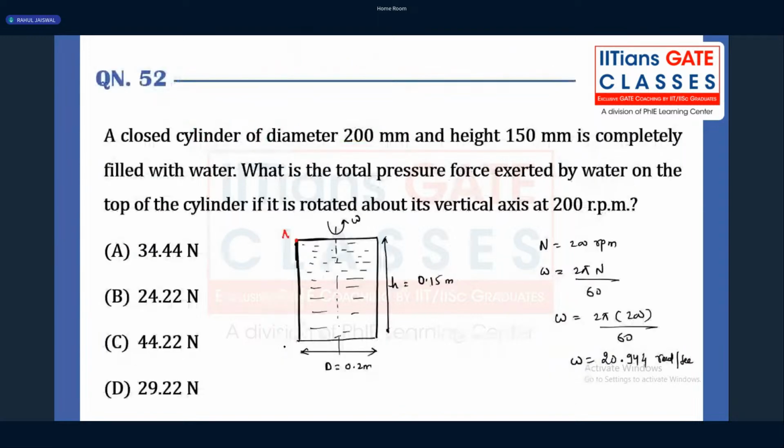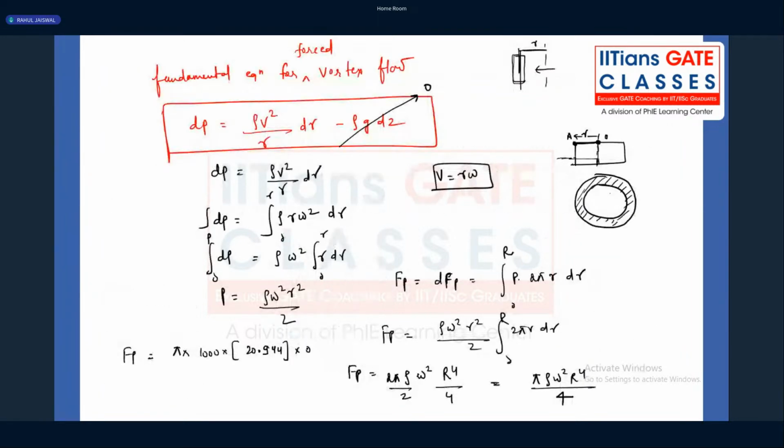What is the radius? The radius they have given is 0.1 meter. So if we try to calculate the pressure force: pi into 1000, into 20.944 square, into 0.1 to the power 4, divided by 4. So we are going to get 34.452 Newton. That should be the value of the pressure force.